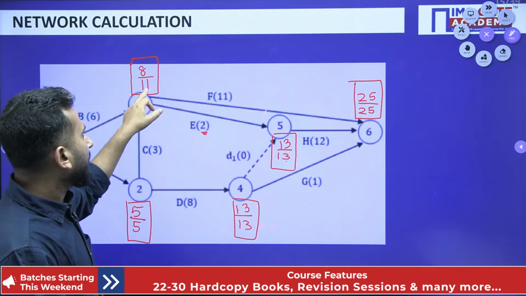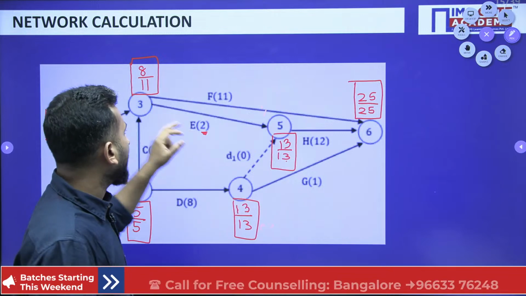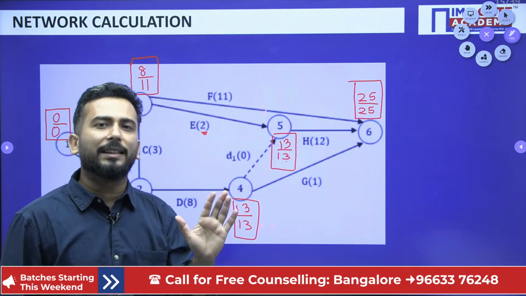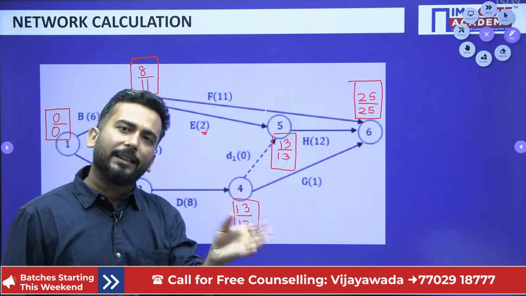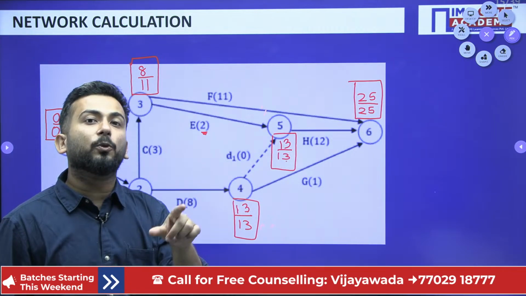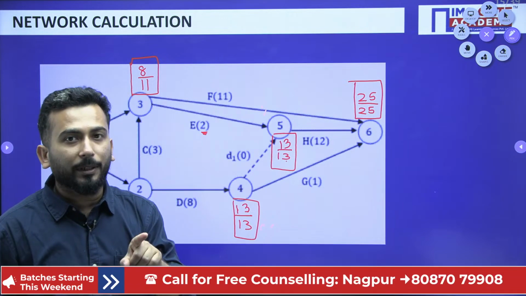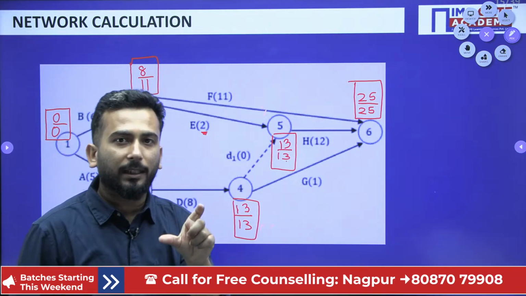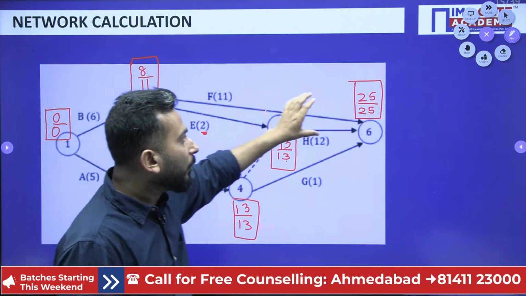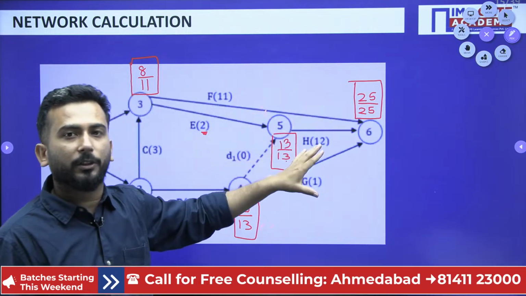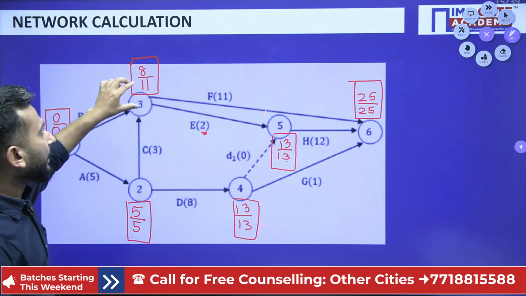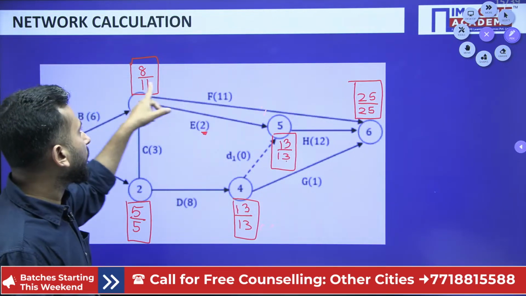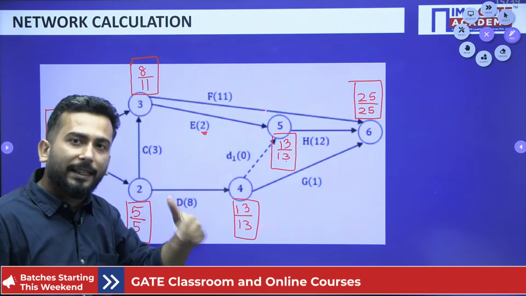Next, what is 11? 11 means I can do this event 3 as late as 11. Now there must be some limitation, right? The limitation is without violating the project duration. So I can do this event 3 as early as 8, and as late as 11.